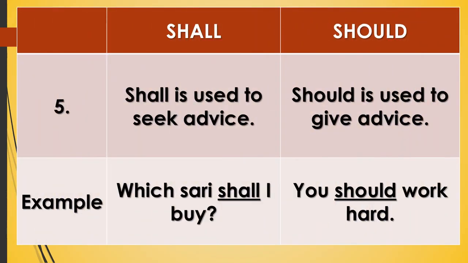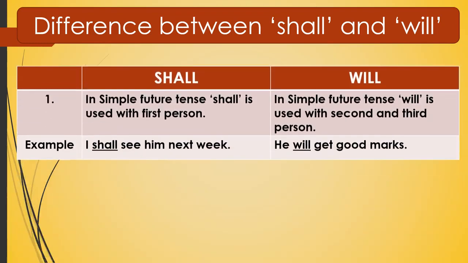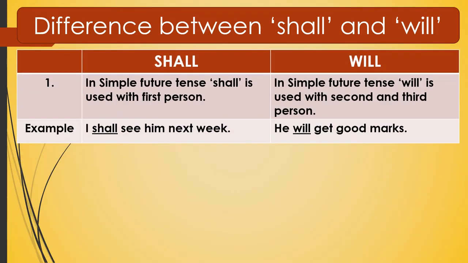Number 5. Shall is used to seek advice. For example, which sari shall I buy? While should is used to give advice. For example, you should work hard. Let's see what is the difference between shall and will. Number 1. In simple future tense, shall is used with first person. For example, I shall see him next week. While in simple future tense, will is used with second and third person. For example, he will get good marks.